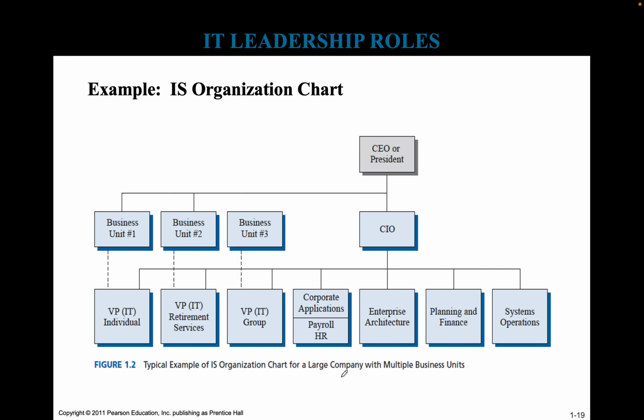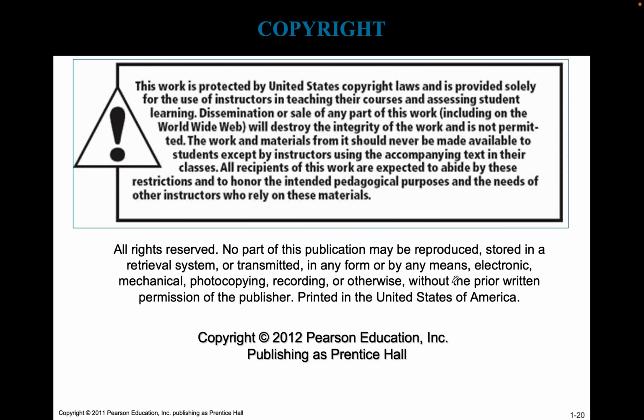Okay. Now here is the hierarchical chart, the organizational chart, where you have the president or the CEO. Then next to him is the Chief Information Officer when it comes to the IT department. He's responsible for enterprise architecture, planning and finance, system operation. He must ensure that every operation is working fine in terms of IT-related aspects. Corporate application, the payroll system is working fine, and the IT groups are working fine. The VP IT retirement group are working fine. Everything must be ensured to be running fine.